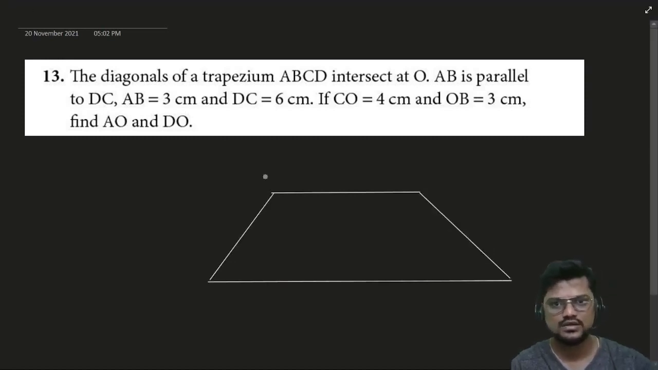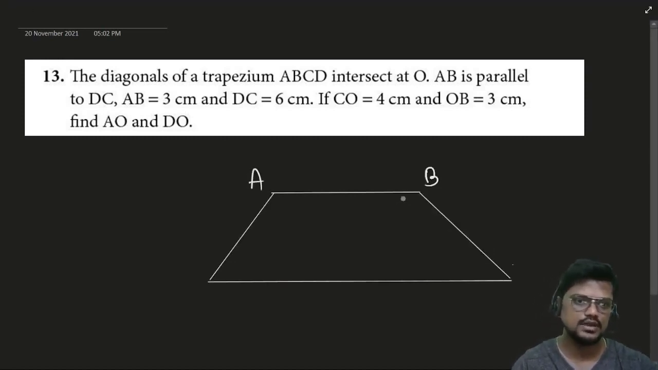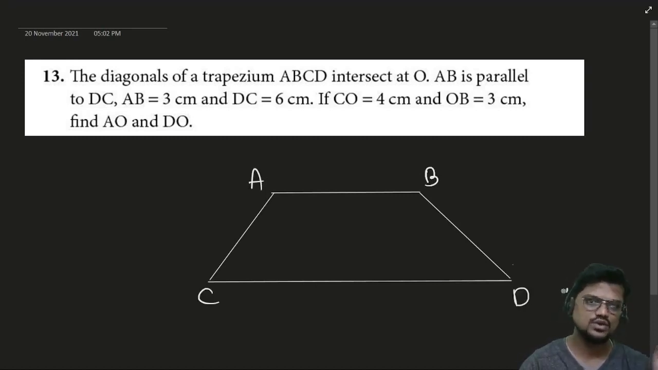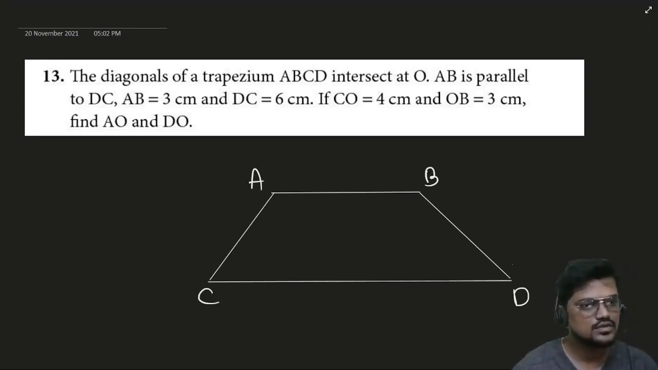So what I have to write? Now the longer line I have to write will be A, 6 centimeter B, C, D. The naming is proper, yes or no? Wrong, because AB is parallel to DC, not CD. So D and C should be interchanged.